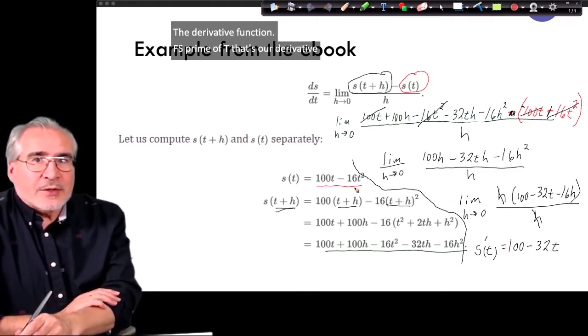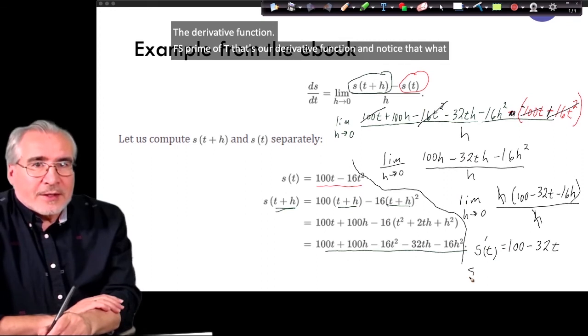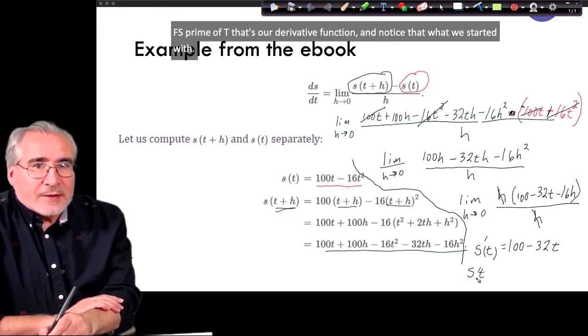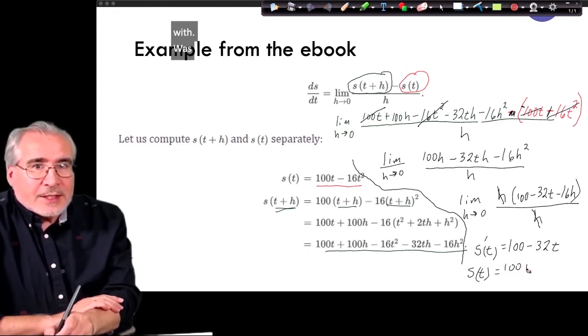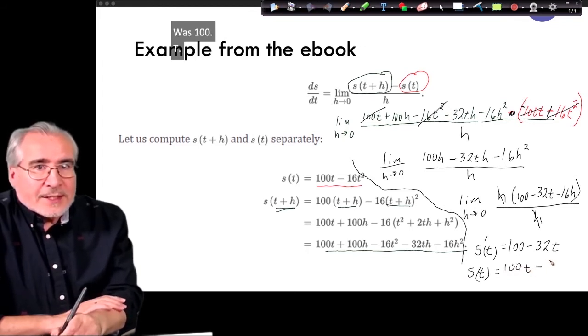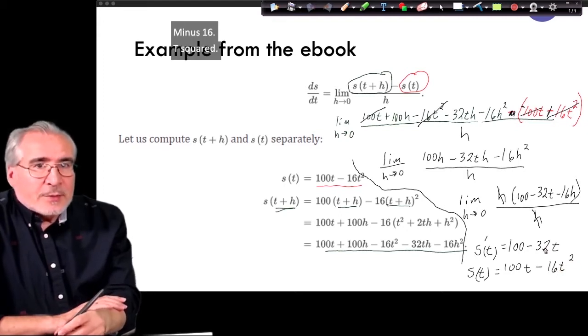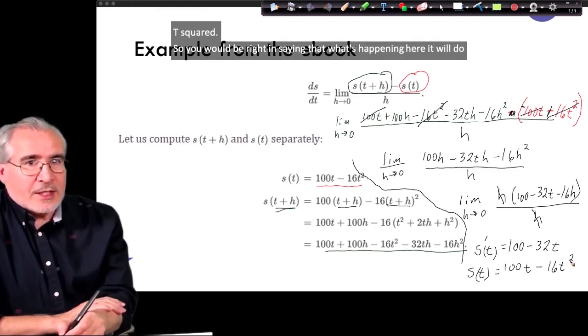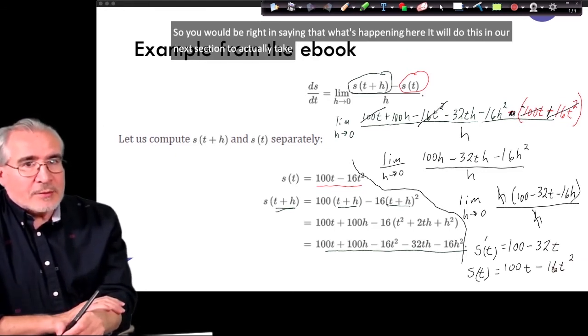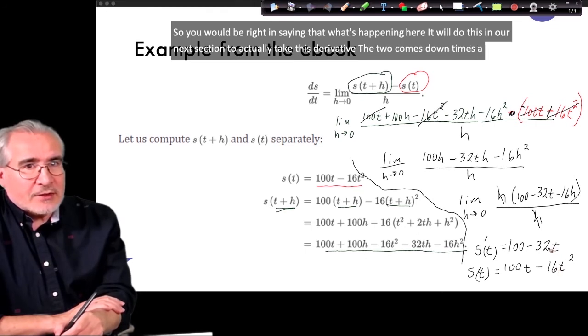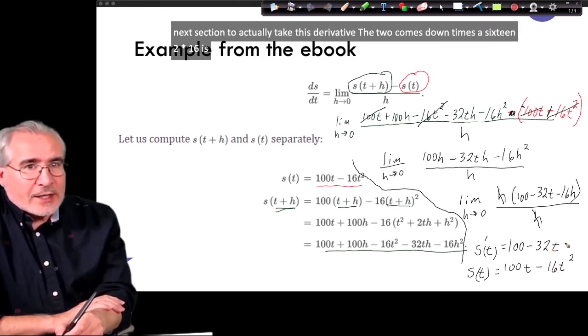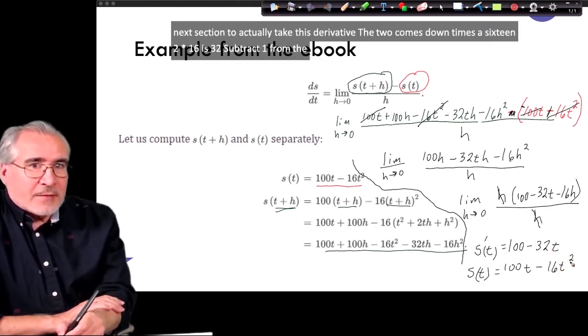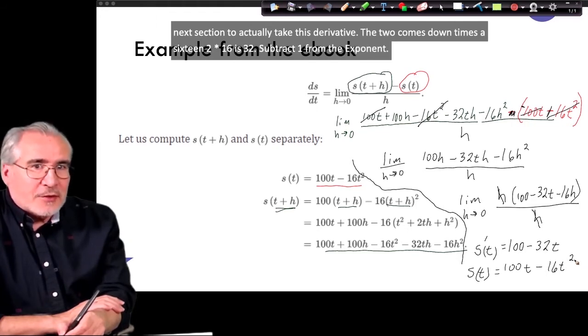And notice that what we started with was 100t minus 16t squared. So you would be right in seeing that what's happening here, and we'll do this in our next section, to actually take this derivative. The 2 comes down times a 16. 2 times 16 is 32. Subtract 1 from the exponent. Down here, 2 minus 1 is 1.